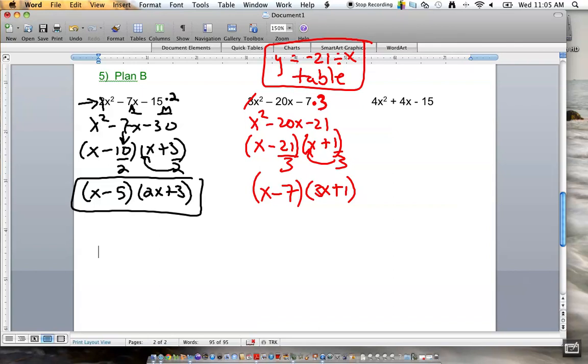Let's take a look at the next one. When I look at the next one, I see no common factor. I had hopes for the 4 there, but 4 doesn't go into 15. So plan B, x squared plus 4x minus 60.